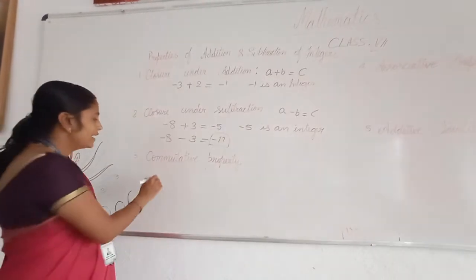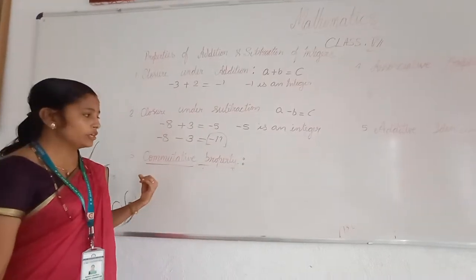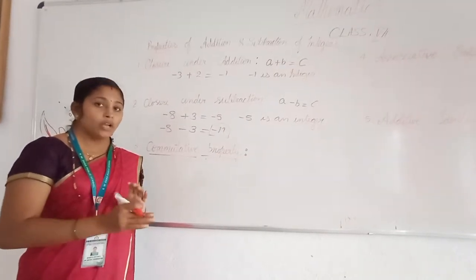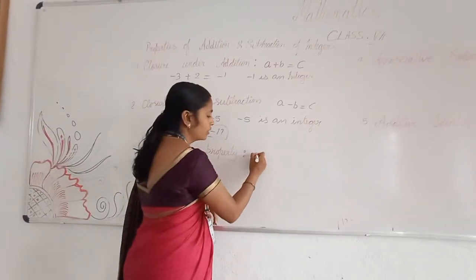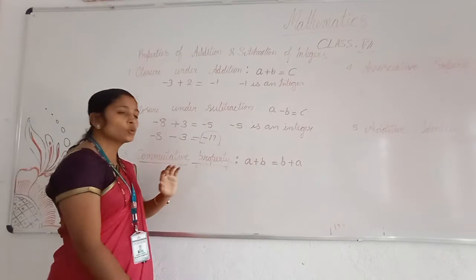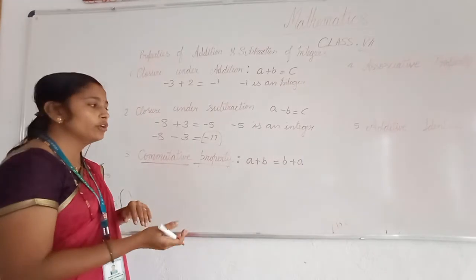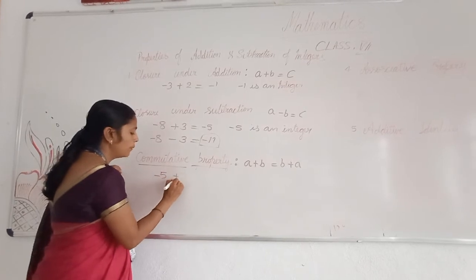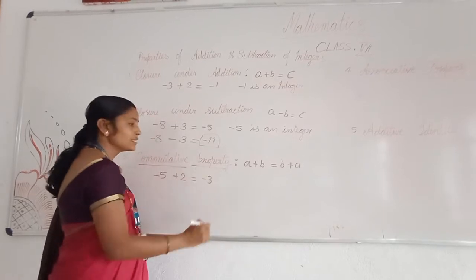Now we go to the next property, that is the commutative property. What do you mean by commutative property? Commutative means that even if you change the order, you get the same answer. In the general statement I can conclude that a plus b is equal to b plus a. Any two integers a and b, you add them, and if you change the order, you get the same answer. For example, minus 5 plus 2. What is the answer? Minus 3.